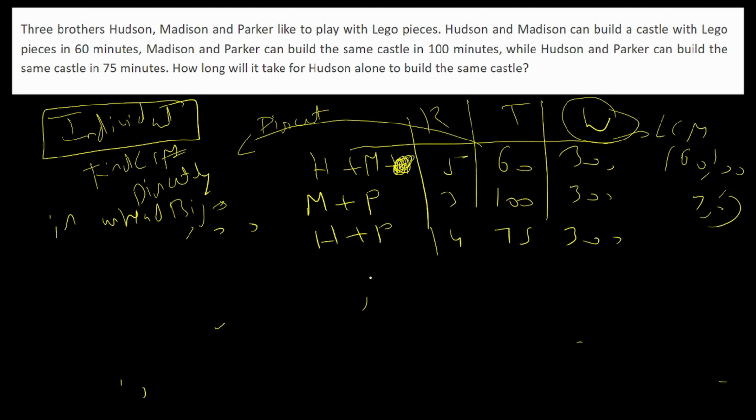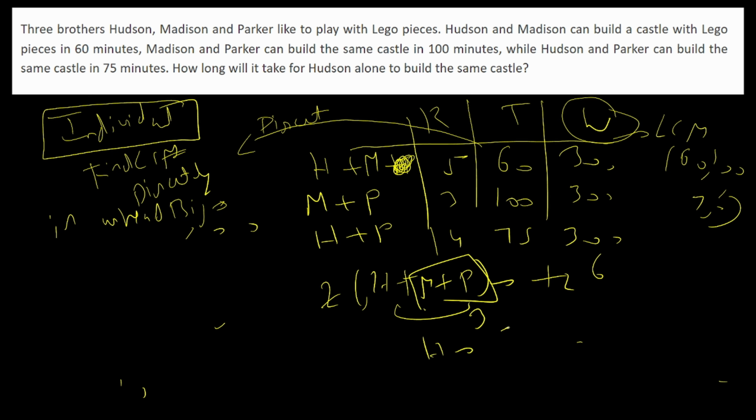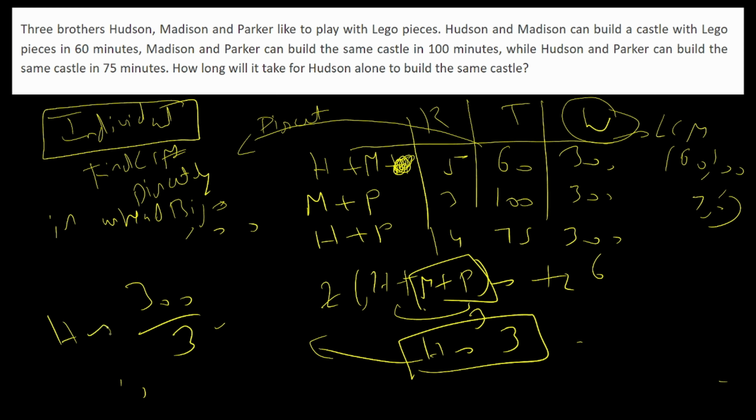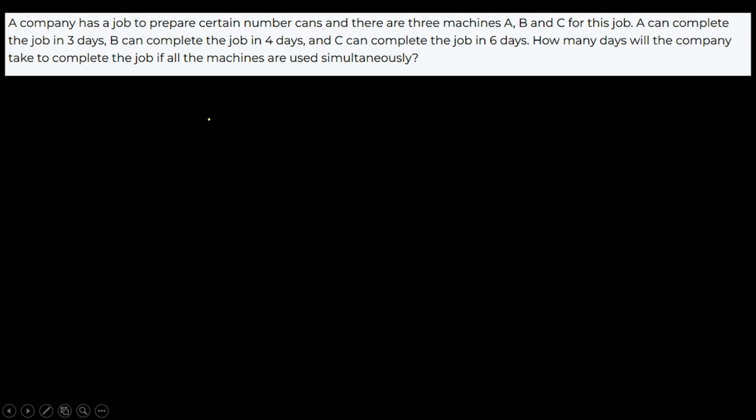how long will it take for Hudson alone? Okay, so 2 into H plus M plus P is equal to 12. So H plus M plus P is equal to 6. M plus P is actually given as 3. So H is equal to 6 minus 3, which is 3. Now he wanted to ask about alone. So it is 300 upon 3, the H rate. So my answer is 100 minutes. That's it.